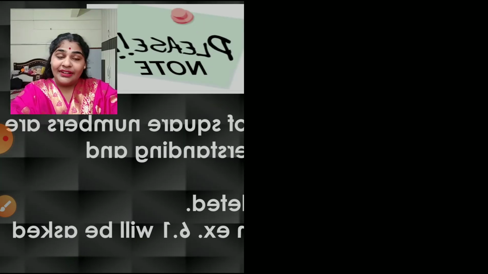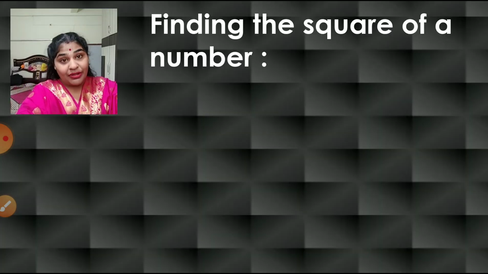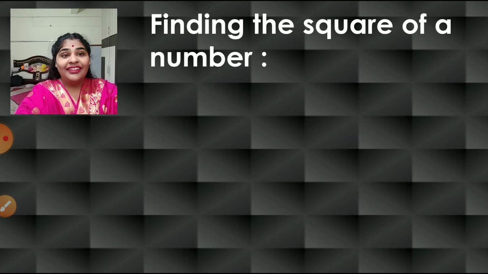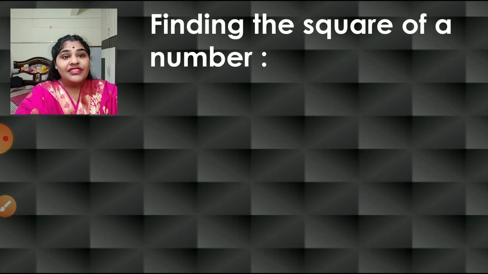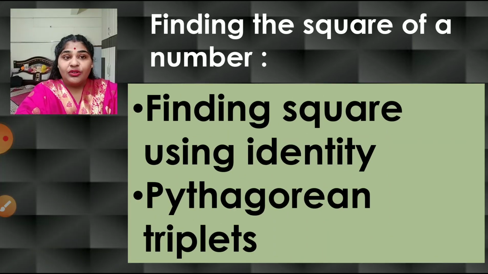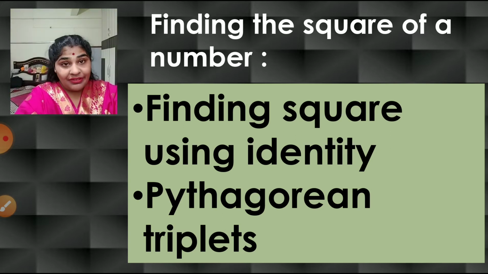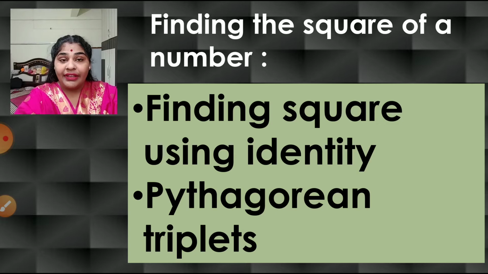So let us proceed now. Very important exercises are yet to come, children. We will start with our next topic, finding the square of a number. In that, we will first see finding squares using identities, and the second one is very important, children, that is Pythagorean triplets.